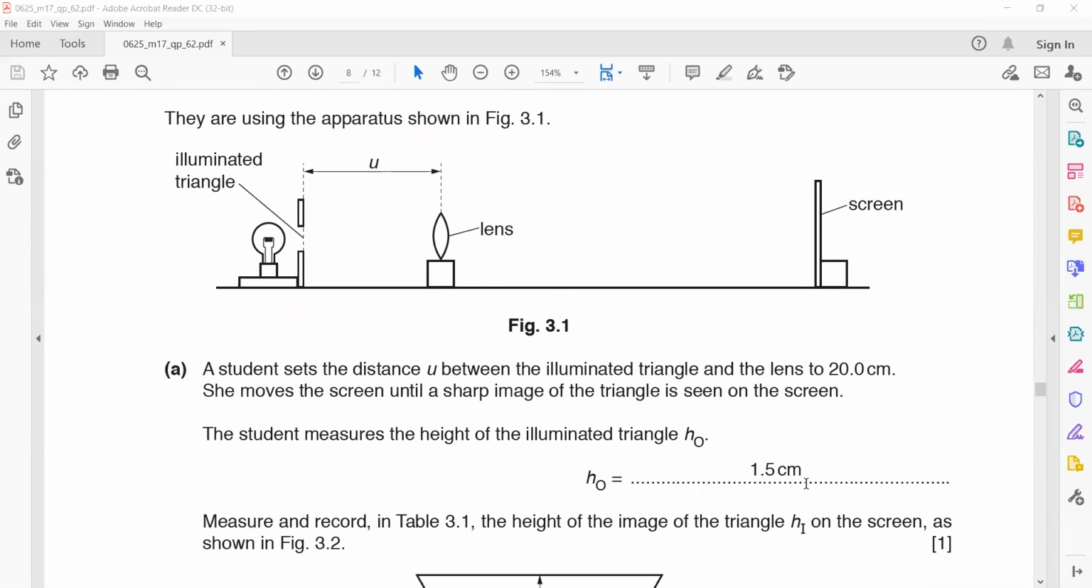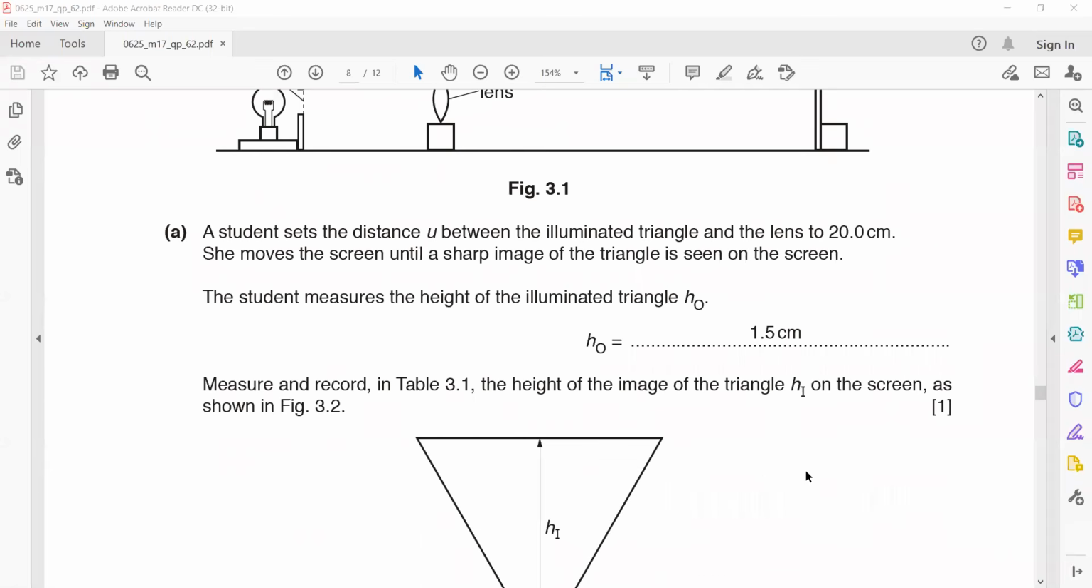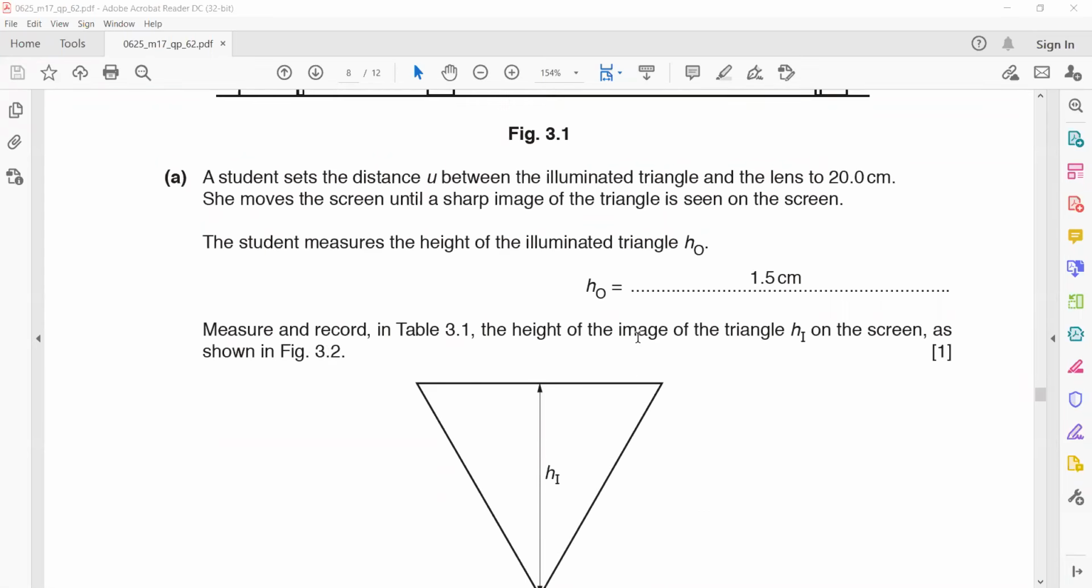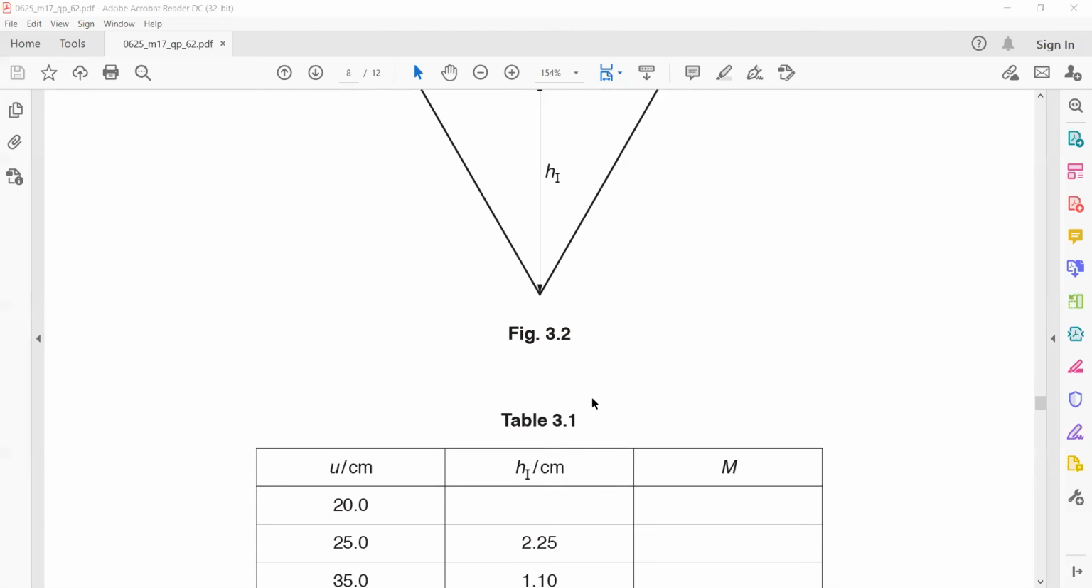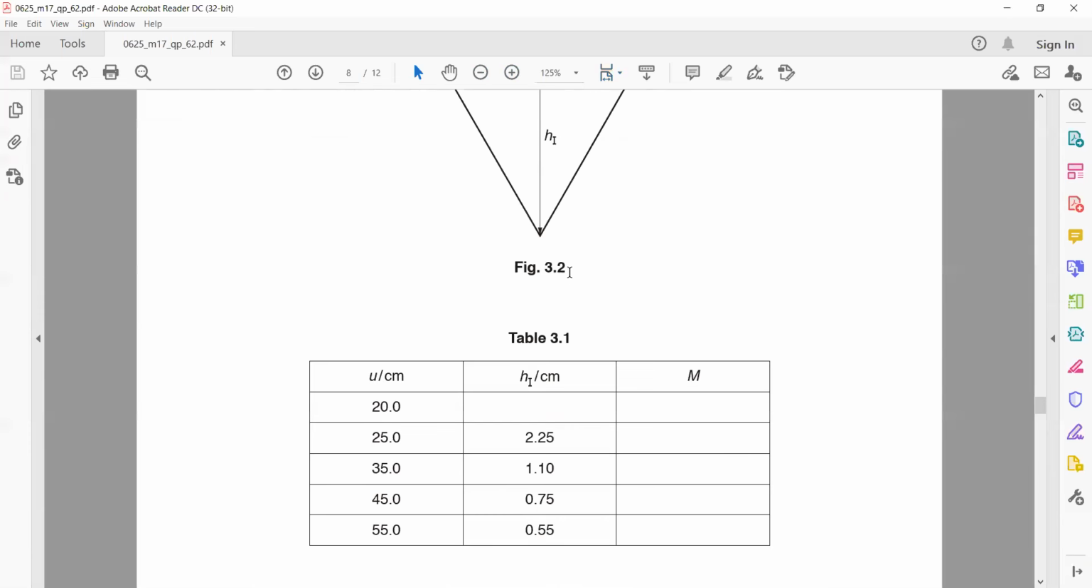The height of the object, this triangle, was 1.5. Measure and record the height of the image. This is actually an image, and it is true that it should be an inverted image because it's a real image. Real images formed by a convex lens are always inverted. So you will use a ruler, just measure this height. Right now, because we are not doing this using a hard copy, I'm taking the value which is given, for example 4.5 centimeter.